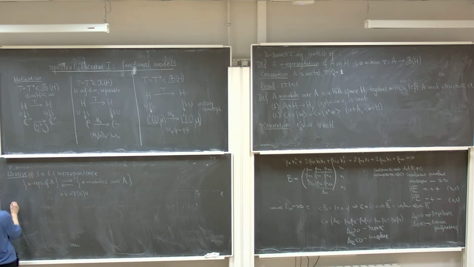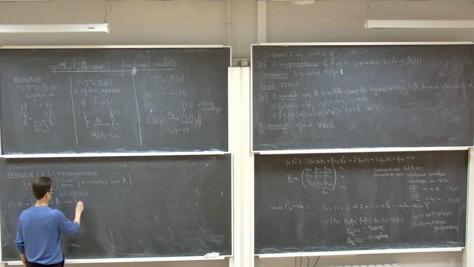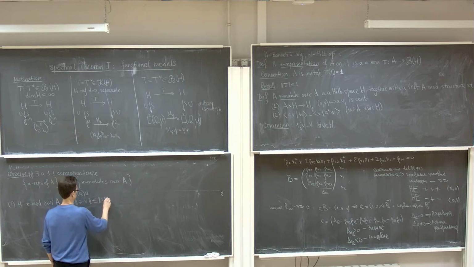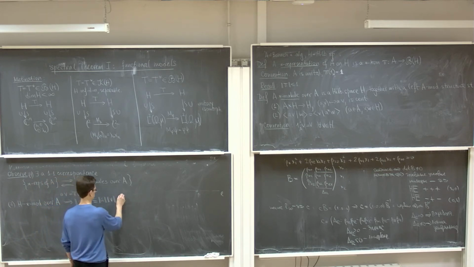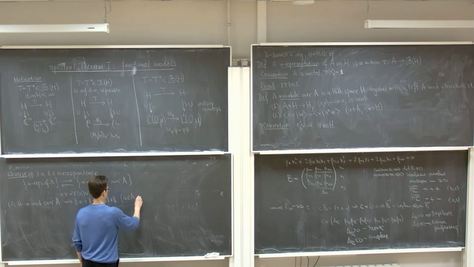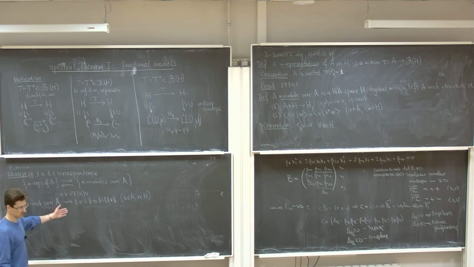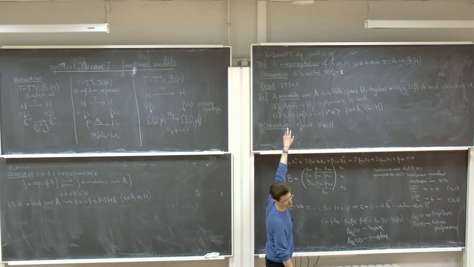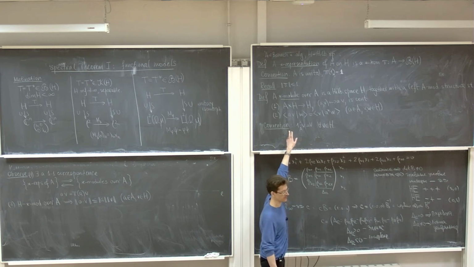And observation 2 is that if H is a star module over A, then we have the following inequality. Well, indeed, this inequality follows from the fact that the norm of each star representation, pi, is less than or equal to 1.